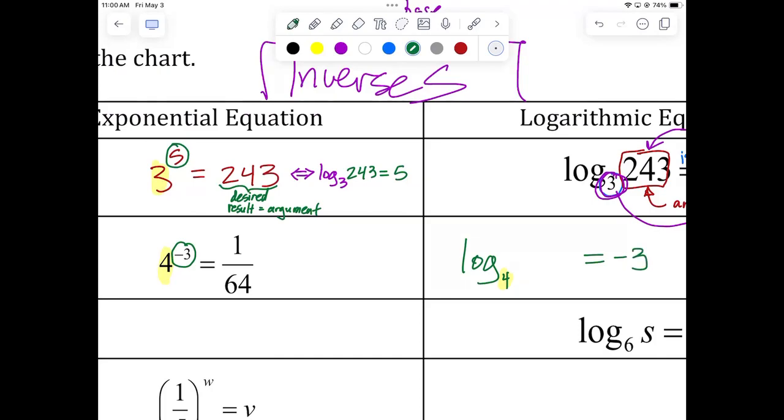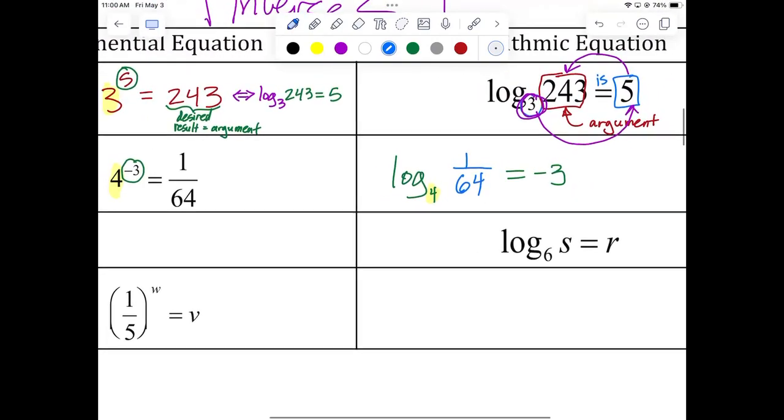The log is the exponent. Equals is the word is. And what's the only number that's left? 1 over 64. And that's a true statement in log form. In other words, we say log base 4 of 1 over 64 is equal to negative 3 because 4 to the negative third power is 1 over 64. They mean the exact same thing. When I do math, I have fun. I have fun when I do math. Same thing. All right, let's try going backwards now with this.